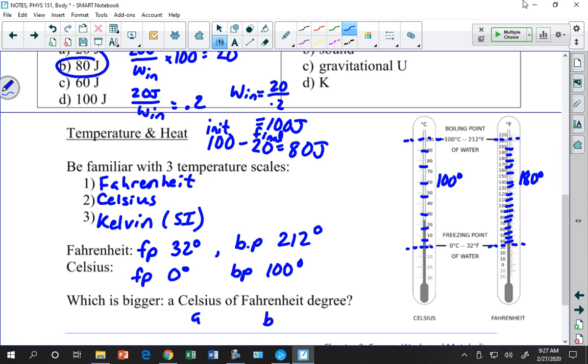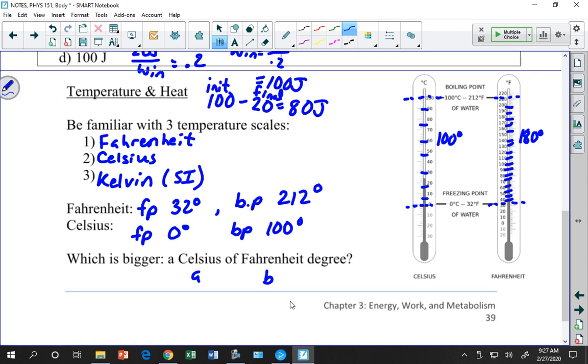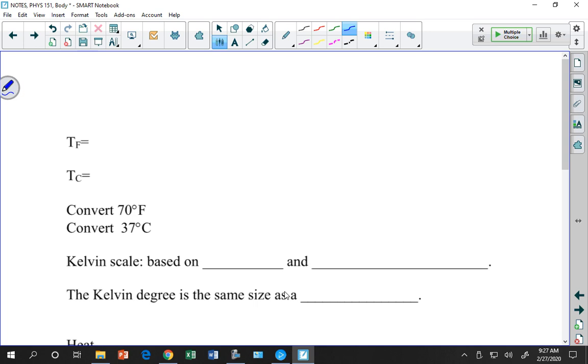All right. You don't need to know the numbers, 32, 212. I don't really care if you know the numbers, but I will probably ask you a question about how they're different, and also on what they're based. The Fahrenheit and Celsius scales are based on the freezing and boiling points of water. Those are the two physical reference points to which those scales are referenced. The Kelvin scale is a little bit different.